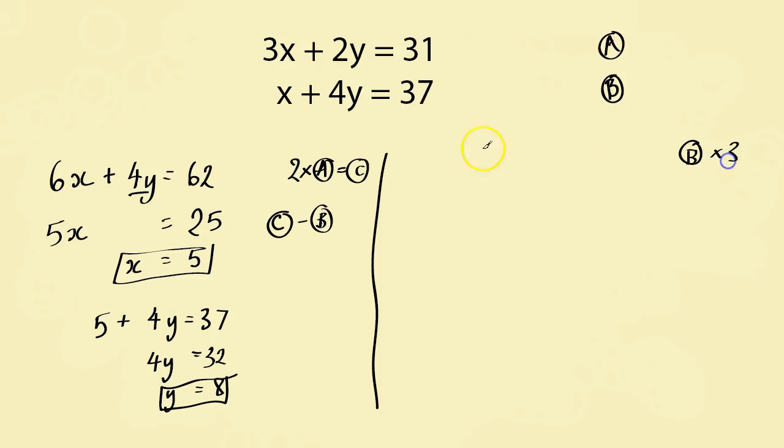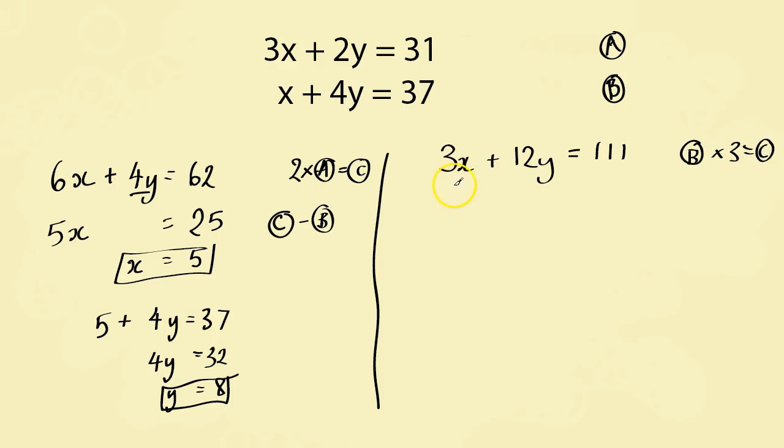B times 3 gives me 3 lots of x is 3x, 3 lots of 4y is 12y, and 3 lots of 37. 3 lots of 30 is 90, 3 lots of 7 is 21, so that's going to give me 111. You can see why I didn't choose this first. This is going to give me much bigger numbers to deal with. It's kind of harder, but that's okay. We're going to go with it. And we'll call this equation C.